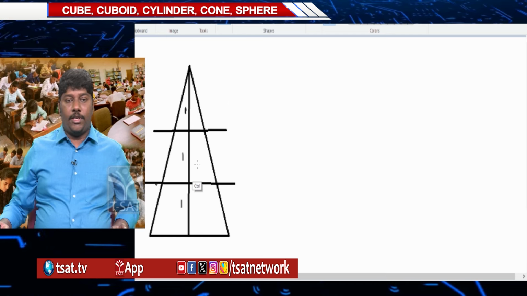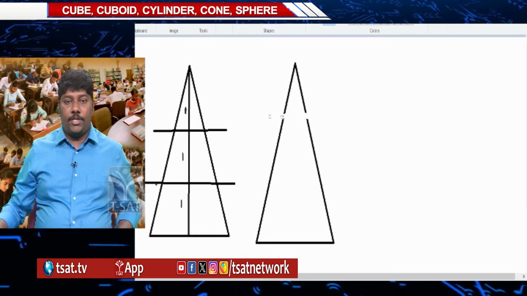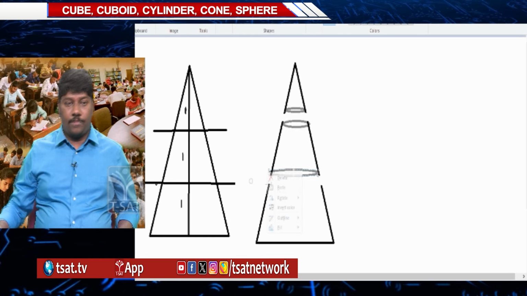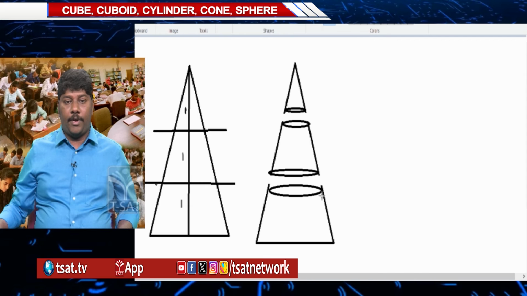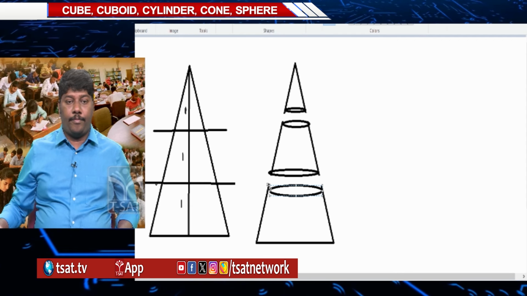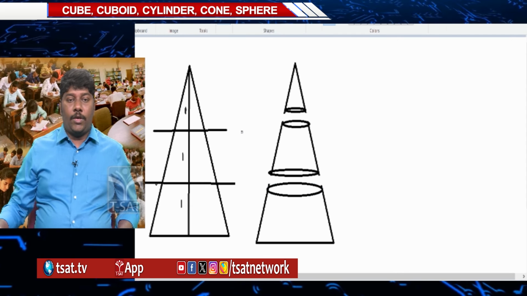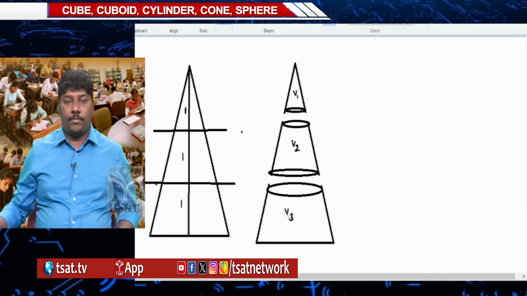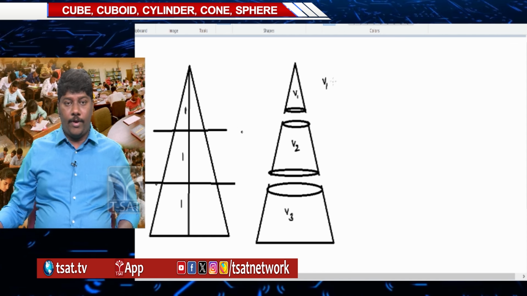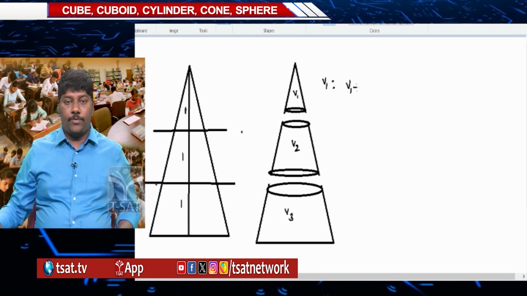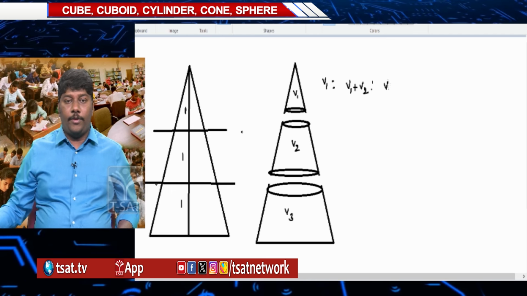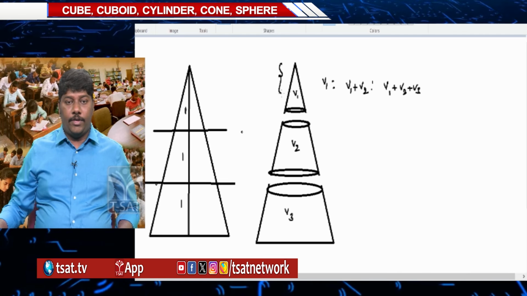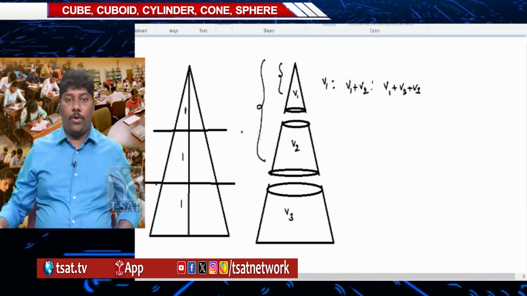When the sides ratio is 1:2:3, just imagine how a cone looks after cutting it. This is how the 3 parts of the cone look. Now what is the ratio of volume 1, volume 2, volume 3? I know volume 1, volume 1 plus volume 2, volume 1 plus volume 2 plus volume 3, which means first cone, second cone, third cone.